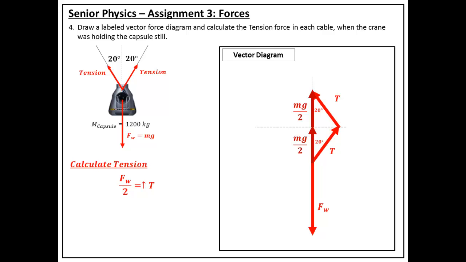In the vector diagram, you can see the 2 triangles produced. As we know one side of our triangle and one angle, we can apply some trigonometry to complete and solve this problem. Cos of 20 will equal the adjacent vector divided by the hypotenuse vector of the right angled triangle, where the adjacent vector equals weight divided by 2, or mg divided by 2, and the hypotenuse is equal to the tension force that we are trying to calculate.